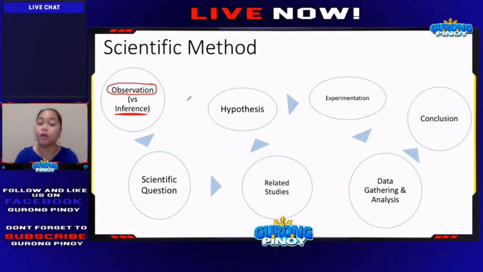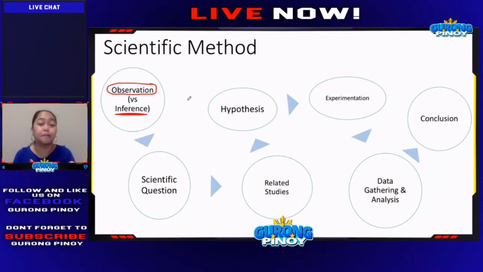So that's observation. Now I have included one term here, which is inference. Inference is different from observation because observations are the things that we come up with through the use of our senses. But when you say inference, these are opinions that we come up with based on our observation. You have an observation because you've used your 5 senses. Now, an inference is an opinion that you have formed based on what you have observed.